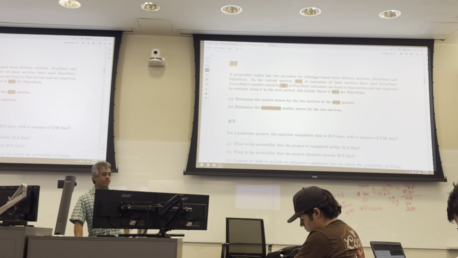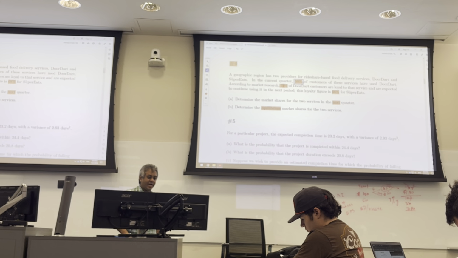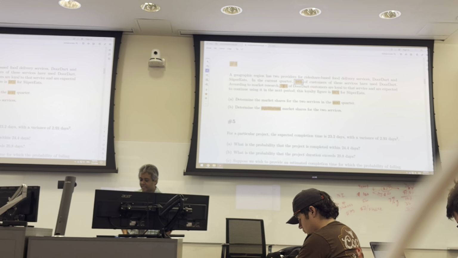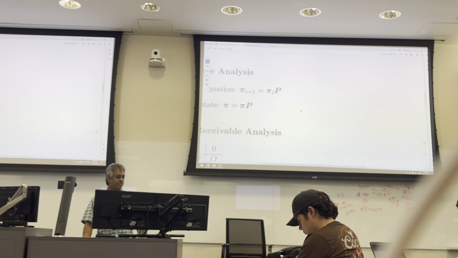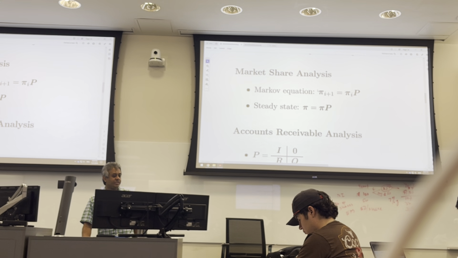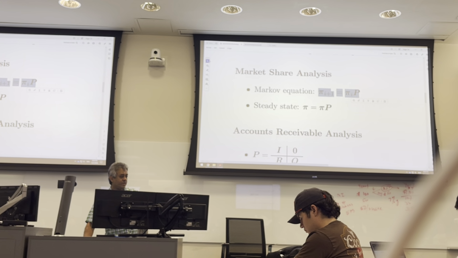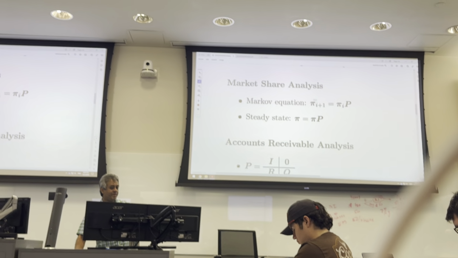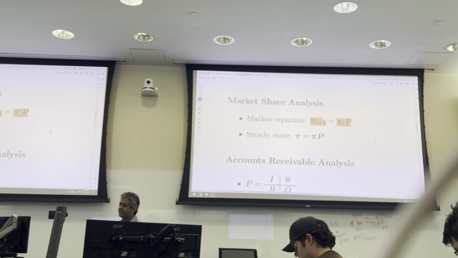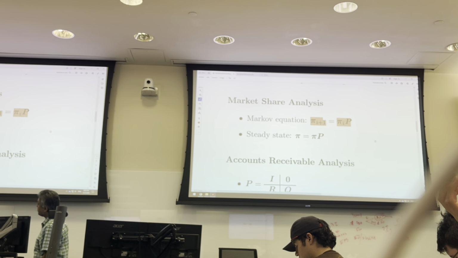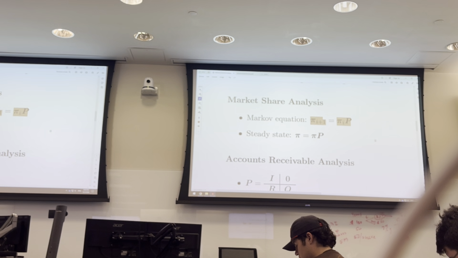You're given the initial market shares, that's pi 0. You're given the transition probabilities, that is the transition probability matrix P. And for market share analysis, there are 2 formulas that you need. You're given the market shares in one time period, and you multiply them by P, it'll give you the market shares in the next time period. So be comfortable with matrix multiplication there.